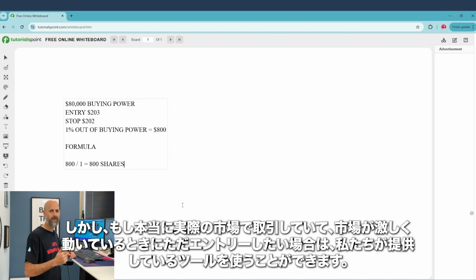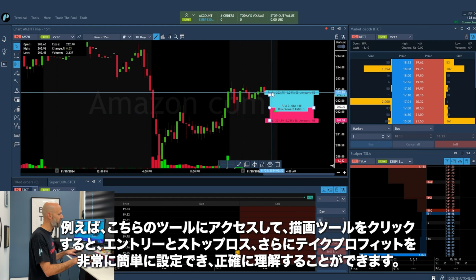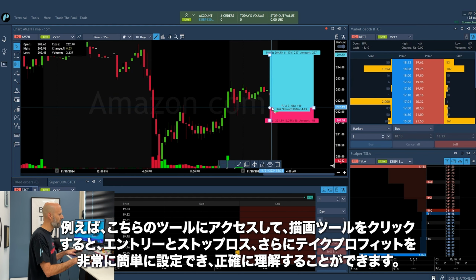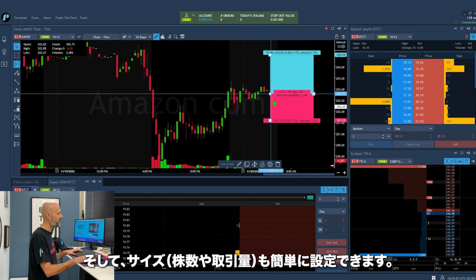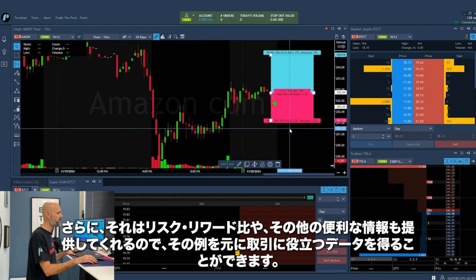But if you're really trading the real market and it's going crazy and you just want to enter, then you can use some of the tools that we have. So for example, if you go to our tools here, drawing tools, and click here, now I can basically put my entry and my stop loss very easily, and also my take profit, and understand exactly the size, the difference between my entry and my stop. And it will also give you the risk reward ratio and other good stuff that you can work with.